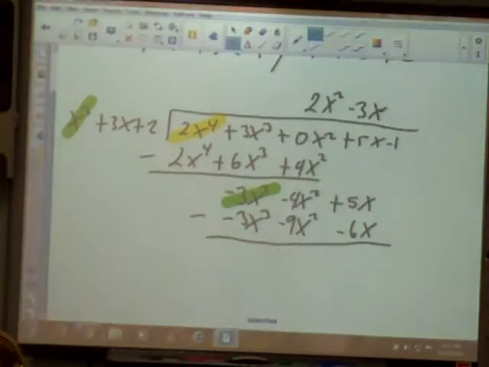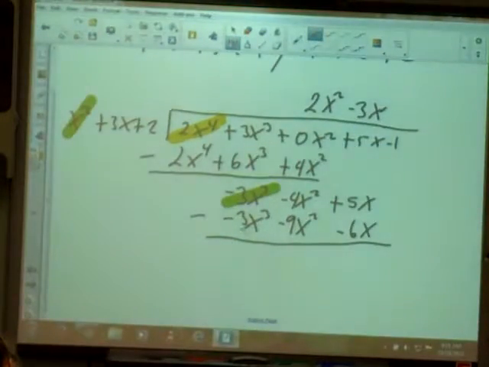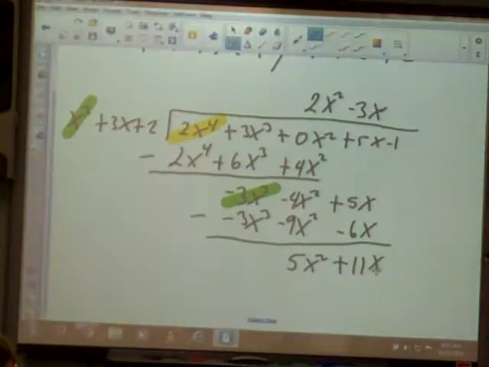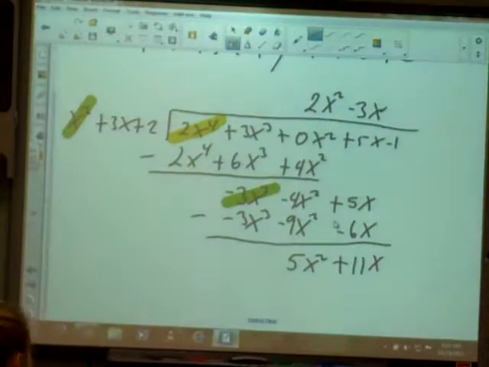Now we're going to subtract. Be careful with your signs here. Negative 3x cubed minus negative 3x cubed, that's nothing. Negative 4x squared minus negative 9x squared is 5x squared. 5x minus negative 6x is 11x. We're done subtracting. Is there anything up top that I haven't brought down yet? Yep, so we have to drop that minus 1 down.